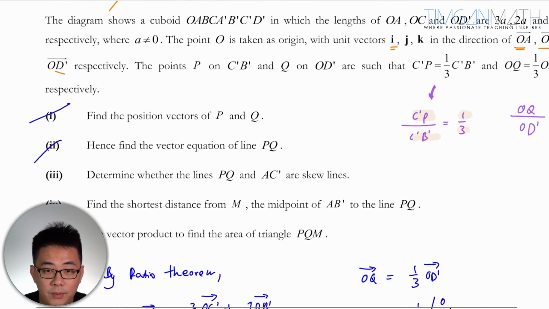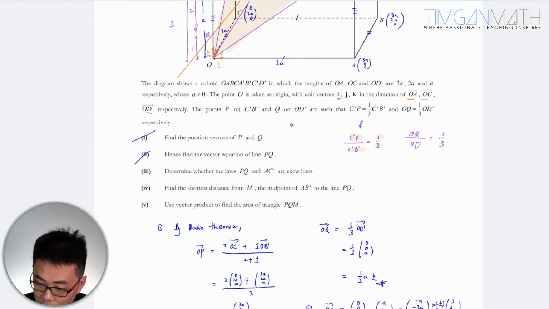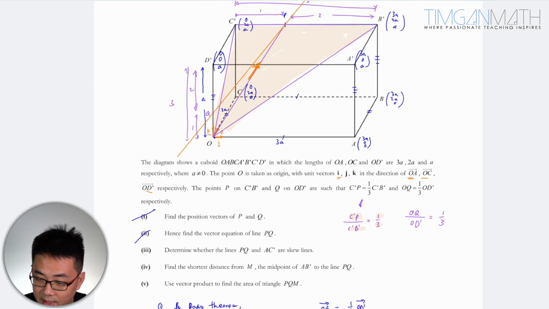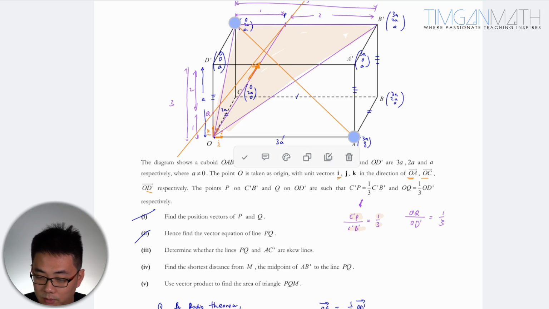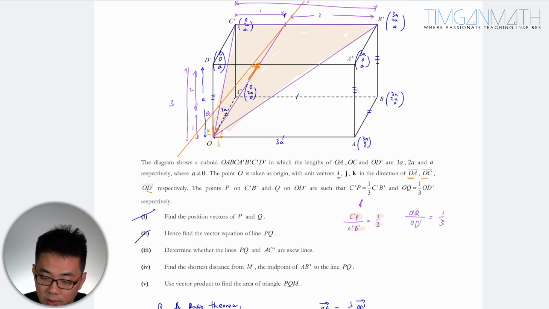So part 3, determine whether PQ and AC prime are skew lines. I think the first thing, PQ and AC prime. Where's AC prime? Okay. So the question now is whether they are intersecting or not, right? So we're going to just find the line AC prime first.